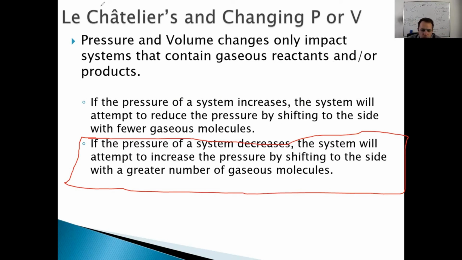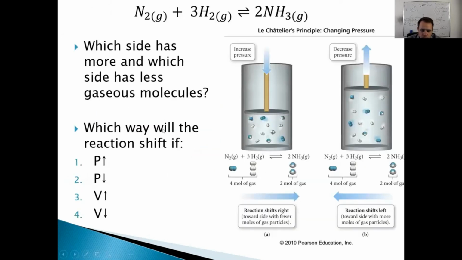And then we'll talk about how volume works. We're going to have to use Boyle's law to talk about that. So here's how this would work. Let's look at this famous reaction that we'll talk about more tomorrow, the Haber-Bosch reaction. If I would take this system and increase the pressure, so imagine I have a piston inside and I increase the pressure, now I'm going to force these guys to occupy a smaller space.